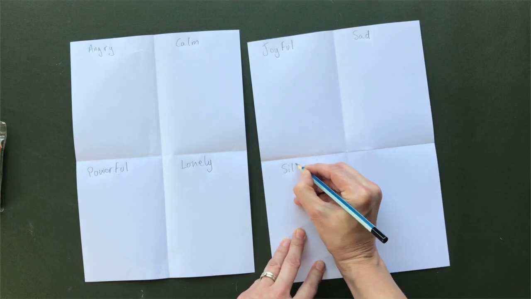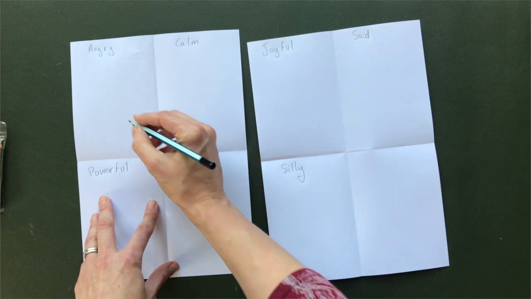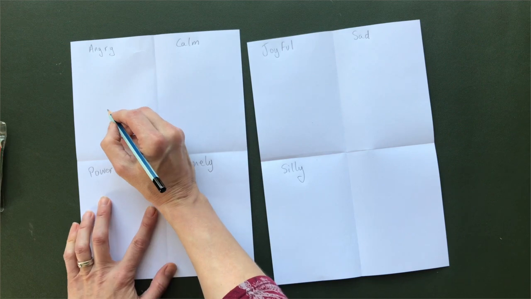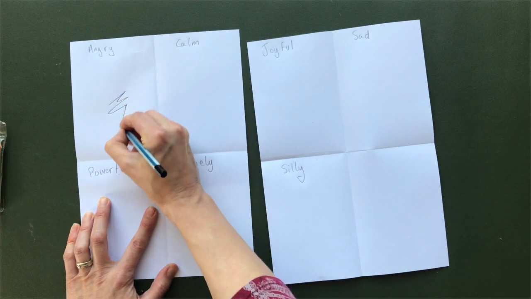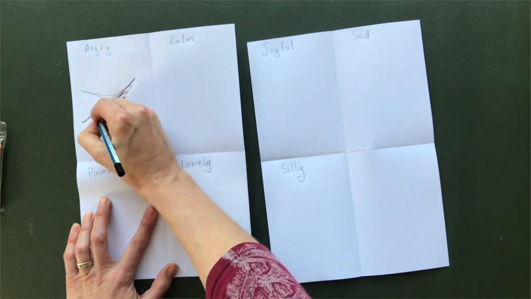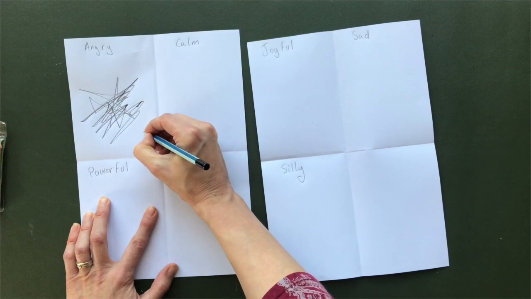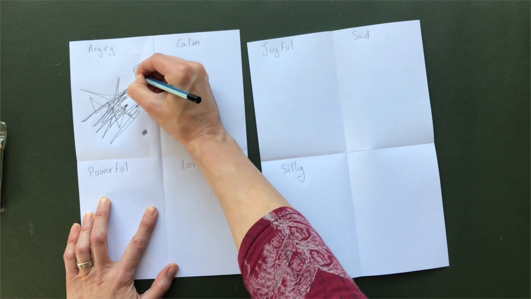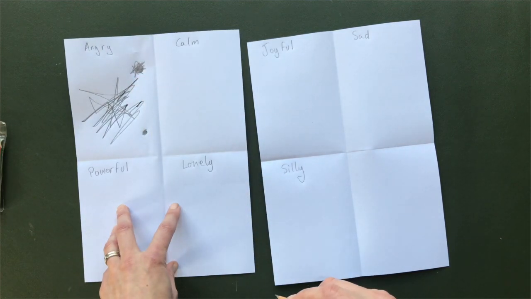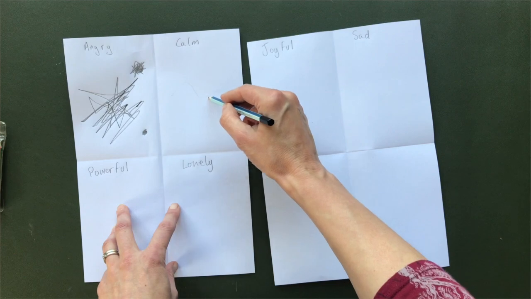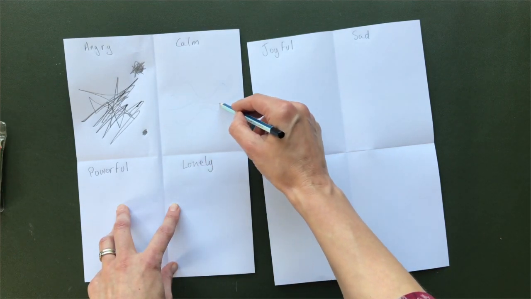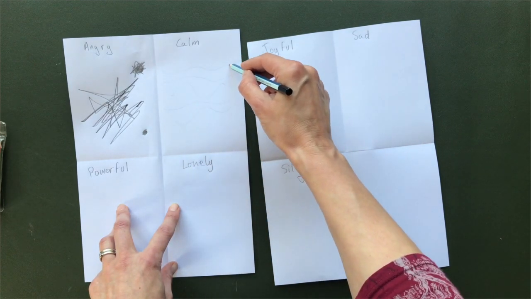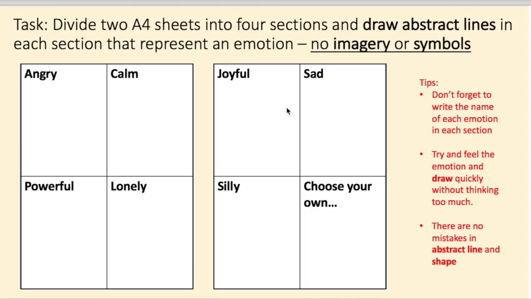Starting with angry. What does angry look like? If you feel angry, what line might that be? What line would represent angry? Is it really all over the page? Is it sharp edges? Is it just a tight little ball of anger? What type of angry do you feel? And what do you feel when you feel calm? What do your calm lines look like? Or your joyful lines? Do they come up or do they spin round? And the last one, you could just choose your own emotion.